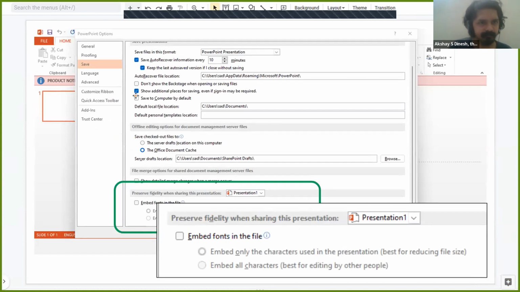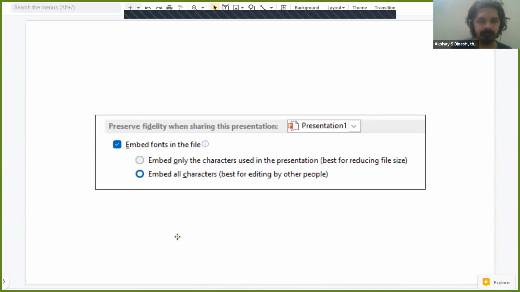Another tip is when you're saving, there's an option in File, PowerPoint Options, to embed fonts. So if you are using a font that is not commonly available on computers, make sure that you embed the font within the file so that when someone edits it, they're also able to see it.